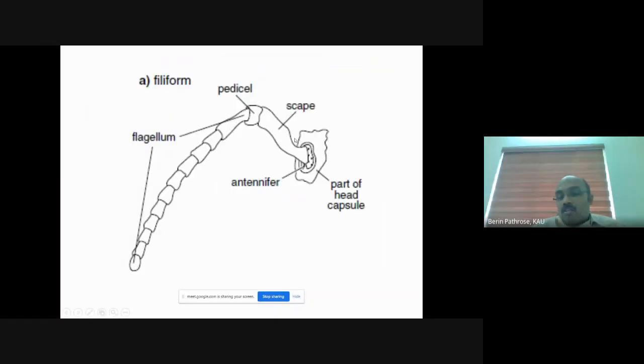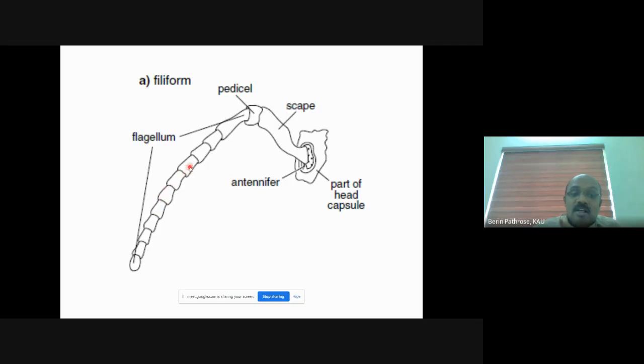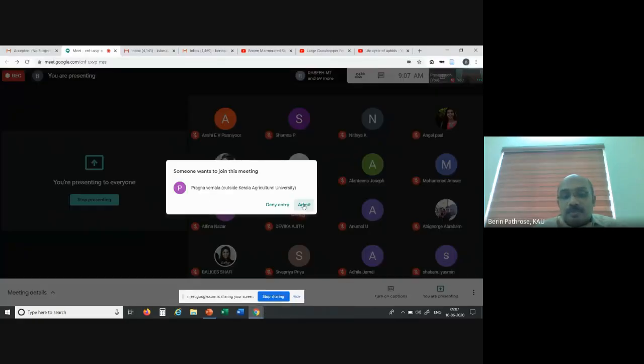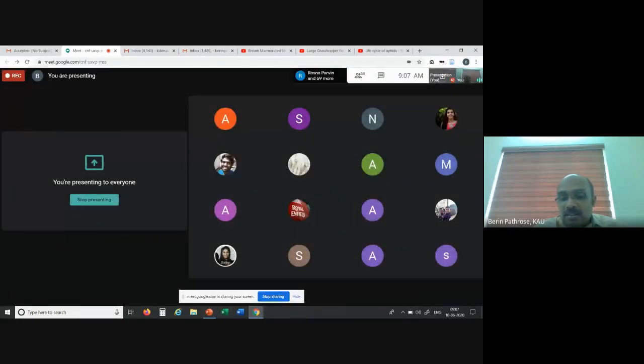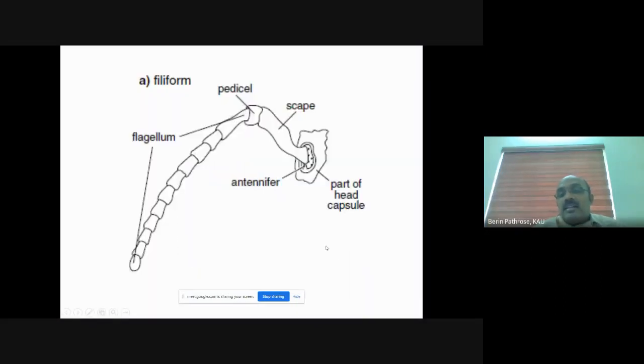So the basal segment of the antenna is called the scape. The second segment is the pedicel. All the parts after the pedicel are called the flagellum, and individual ones, one, two, three, four, five, six, seven, eight, nine, ten, eleven, all these are called flagellomeres. So the flagellum is divided into a number of flagellomeres. So we have scape, pedicel, and flagellum in an insect antenna.